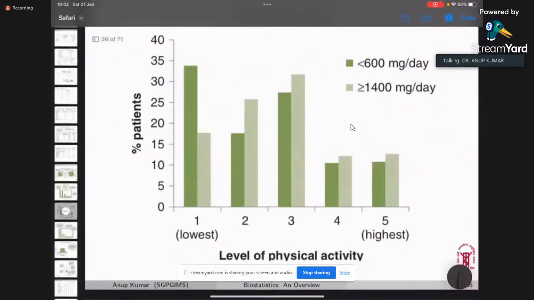If you have to compare two categories, level of physical activity and number of patients, this is one group who are taking this much of the drug, and another group who is taking the other, so you can compare these. This is called a clustered bar chart.